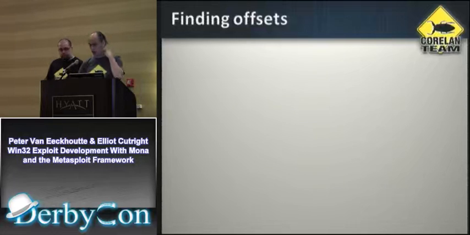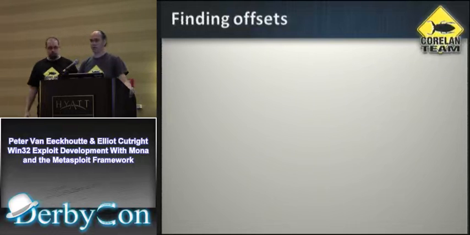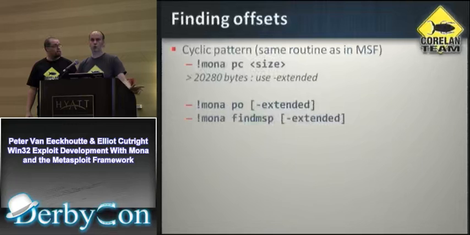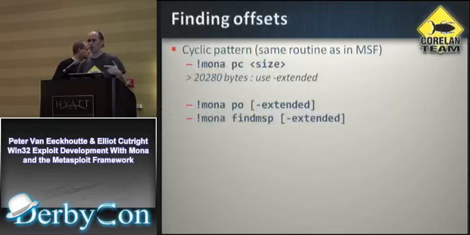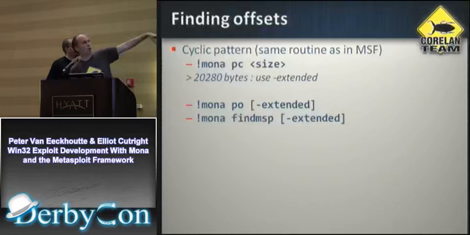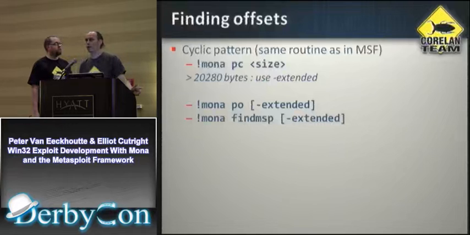So the next step usually is, now that we have a crash using a cyclic pattern, we'll try to find the offsets. What most people use is pattern create to generate the cyclic pattern, and pattern offset to actually get the offset. We've implemented similar commands, and they basically use the same routines as in Metasploit. So you can use Mona PC, as in pattern create, to create a pattern, and you can use Mona PO to get the offset.